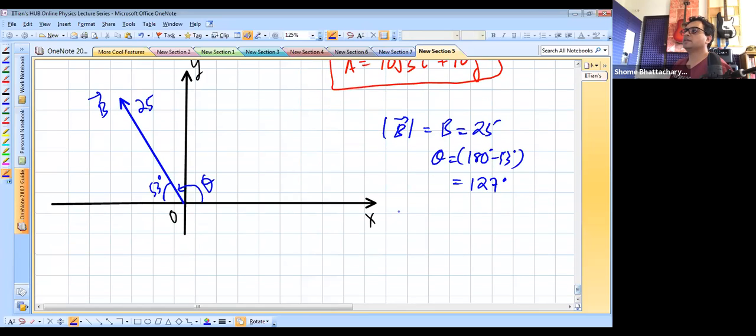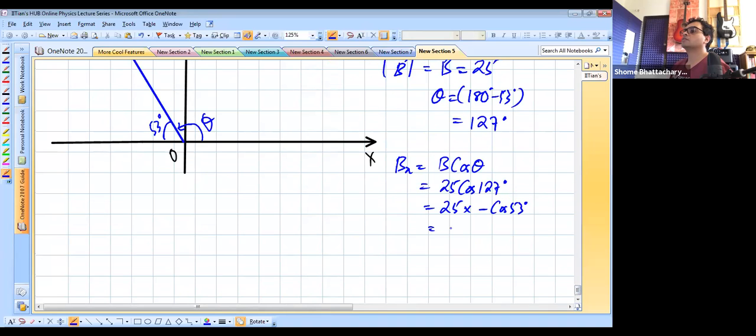So again, I just apply the formula. Bx is B's magnitude into cos theta, so 25 into cos 127, which will actually become 25 multiplied with minus of cos 53. So minus 3 by 5, so minus 15. So that's where the sign comes in. Bx is this.